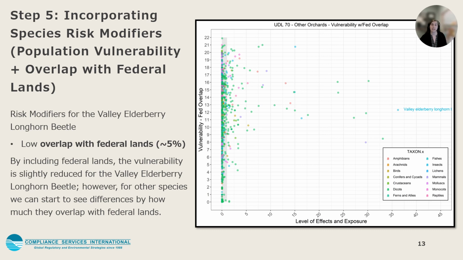And so we incorporated this overlap with federal lands to refine the population vulnerability so that we do get some distribution in the species as it relates to vulnerability. For the Valley elderberry longhorn beetle, there's low overlap with federal lands, around 5%. But by including federal lands, the vulnerability of the Valley elderberry longhorn beetle is slightly reduced. However, for other species, we can really start to see the differences by how much they overlap with federal lands, and that is very evident in the number of species that move further down the y-axis towards 0.